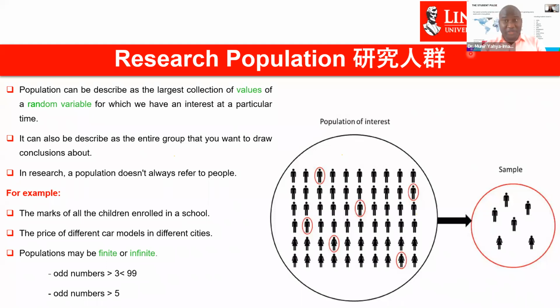That could be, or the price of different car models in different cities. That could be your research population. Population may be finite or infinite, meaning that you can have odd numbers greater than 3 but less than 99. You can also have odd numbers greater than 5. All this can be an example of population. And again, population can still mean people. It depends on the nature of your research.